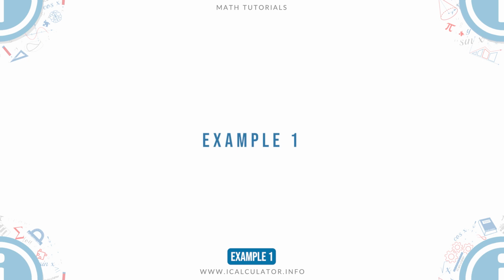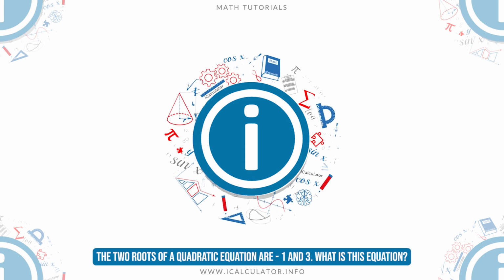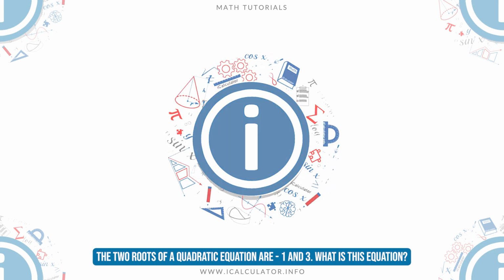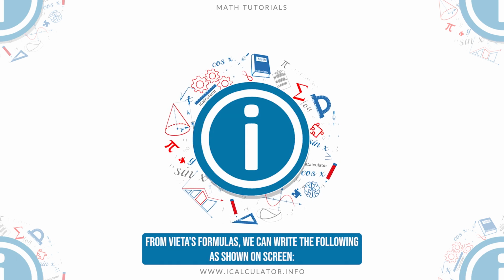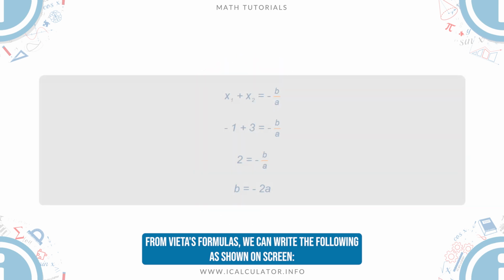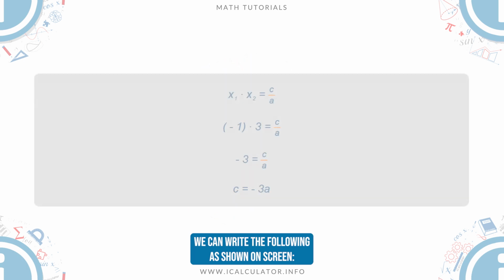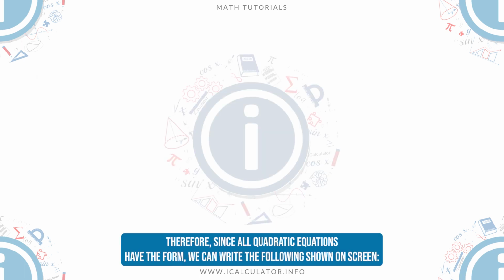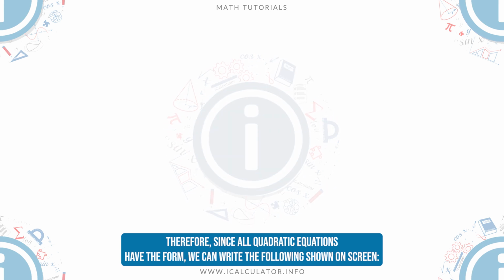Example 1. The two roots of a quadratic equation are -1 and 3. What is this equation? Solution 1. From Vieta's formulas, we can write the following as shown on screen. We can write the following as shown on screen. Therefore, since all quadratic equations have the form, we can write the following as shown on screen.